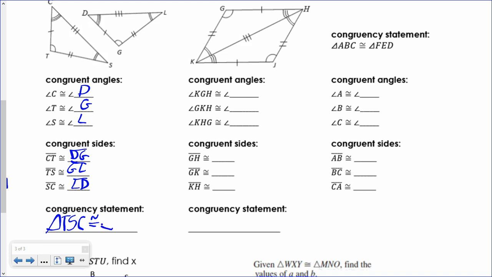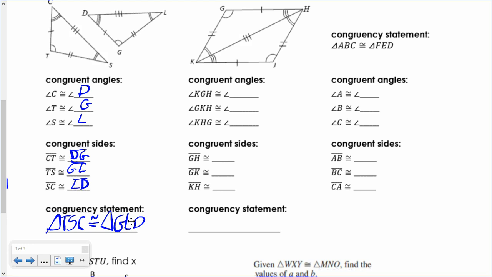And then you guys have to be very careful. Which vertex corresponds with T? G. So that would be the first letter because it has to correspond with T. Which vertex, which point corresponds to S? L. And which vertex corresponds to C? D. So you have to make sure that you're writing those letters in the correct order once you set the stage with the first name. Okay?